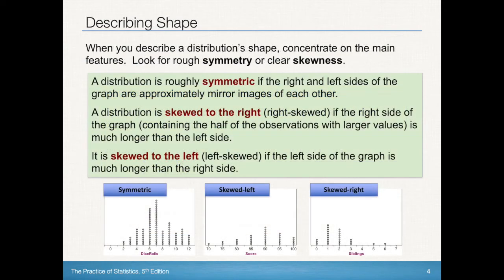So when describing the shape, there's essentially only three ways that we're going to do so. We're going to refer to it either as symmetric, skewed to the right, or skewed to the left. Now, symmetric is pretty easy to tell because it looks generally balanced.